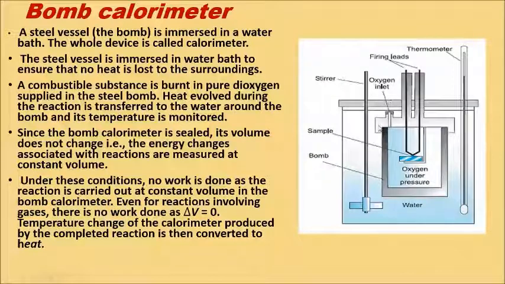You can see the oxygen inlet through which the oxygen is supplied to the steel bomb. This is a stirrer to stir the solution. Sample is there, and oxygen under pressure is kept. The bomb means the steel vessel is said to be the bomb. The firing leads are there, that is the rods which conduct the electricity. So this is a calorimeter through which we can understand the change in heat energy.